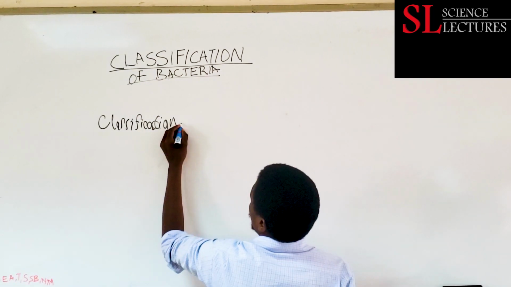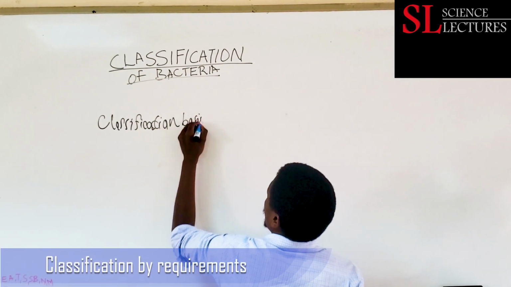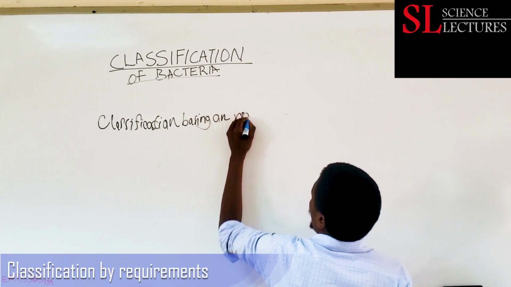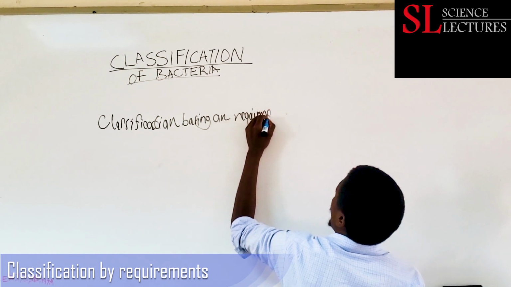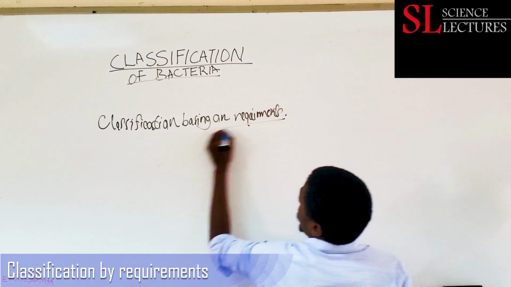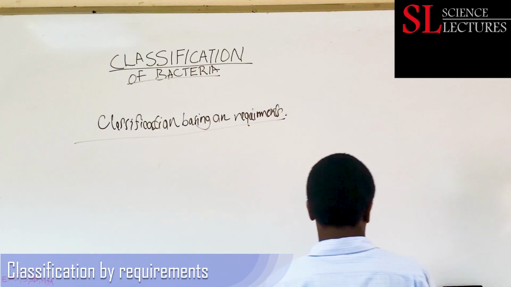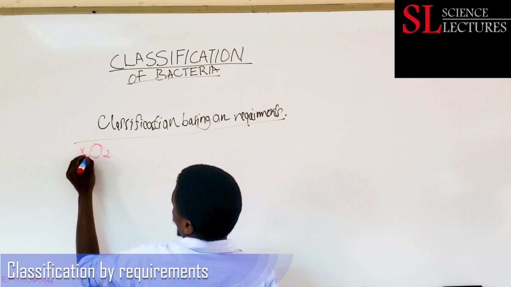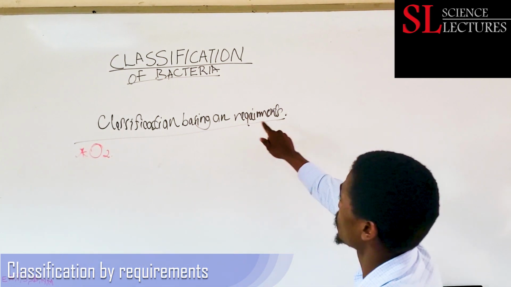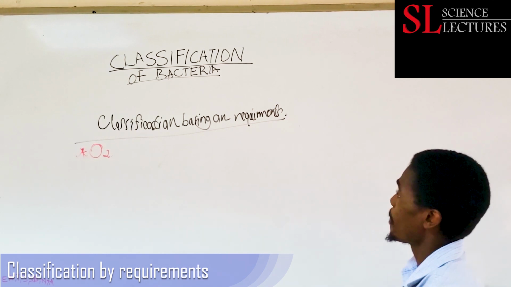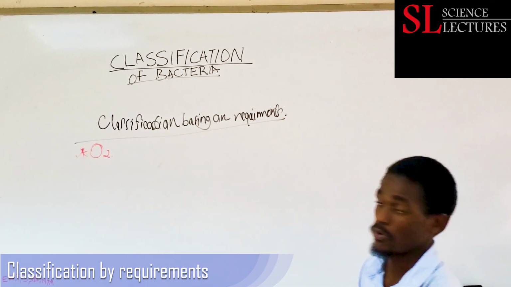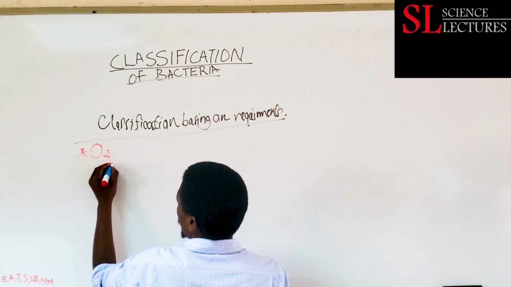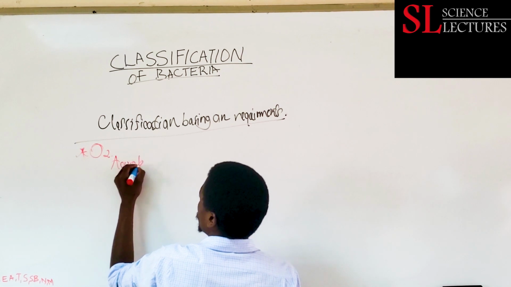Now, basing on the requirements, certain specific requirements. Here we are going to put our emphasis on the requirement which is oxygen. So bacteria can be classified based on the requirements, and we are going to look at oxygen. If we look at oxygen, we know that some bacteria are either aerobic.